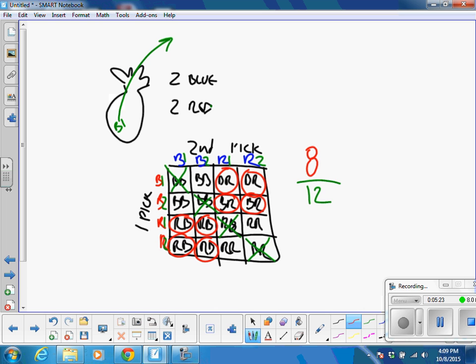So when I'm seeing something that involves not replacement, I have to look for those impossible events, because there are some times that when you take it out, you cannot put it back in.